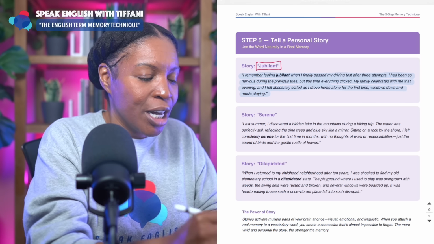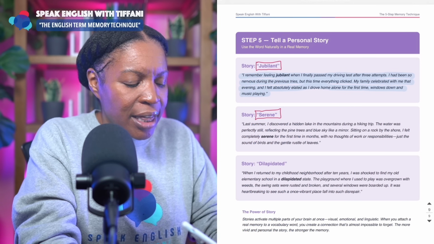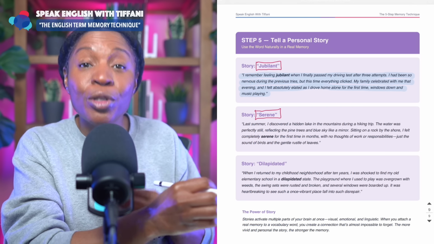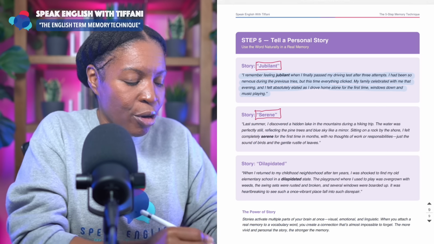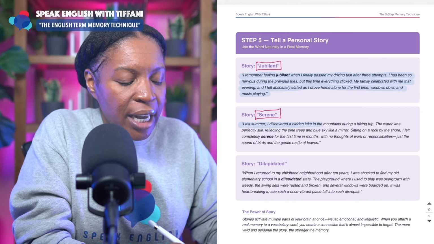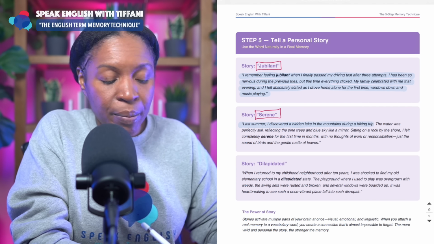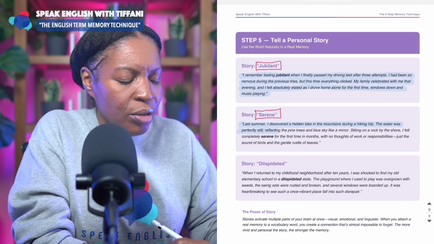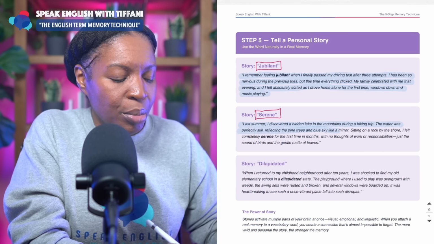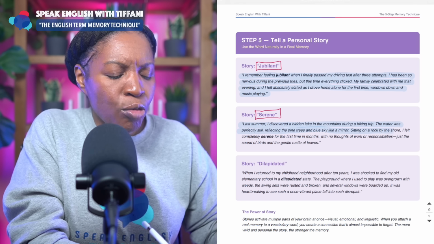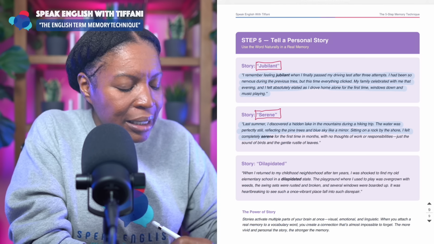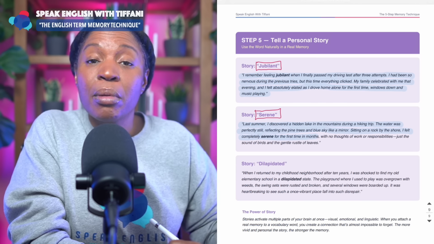The second term, serene. Again, they're not long stories, but they're personal stories. Here's the story. Last summer, I discovered a hidden lake in the mountains during a hiking trip. The water was perfectly still, reflecting the pine trees and blue sky like a mirror. Sitting on a rock by the shore, I felt completely serene for the first time in months.